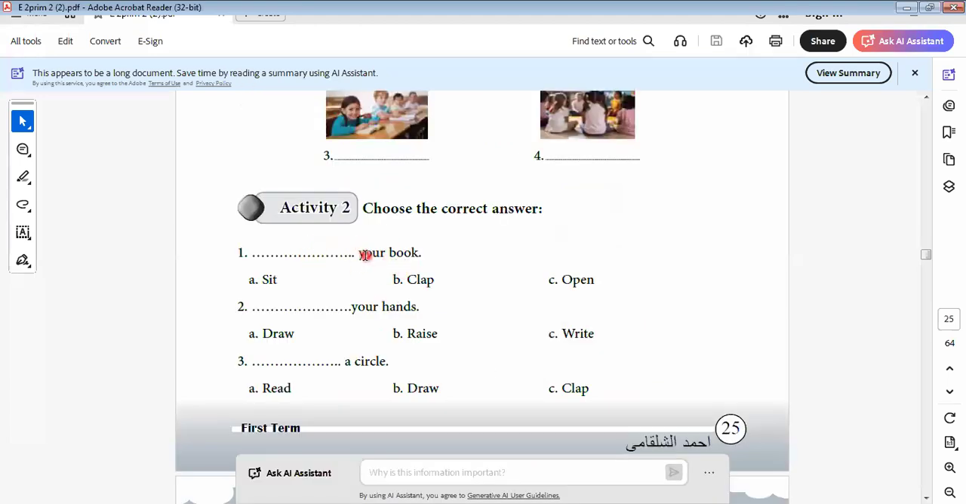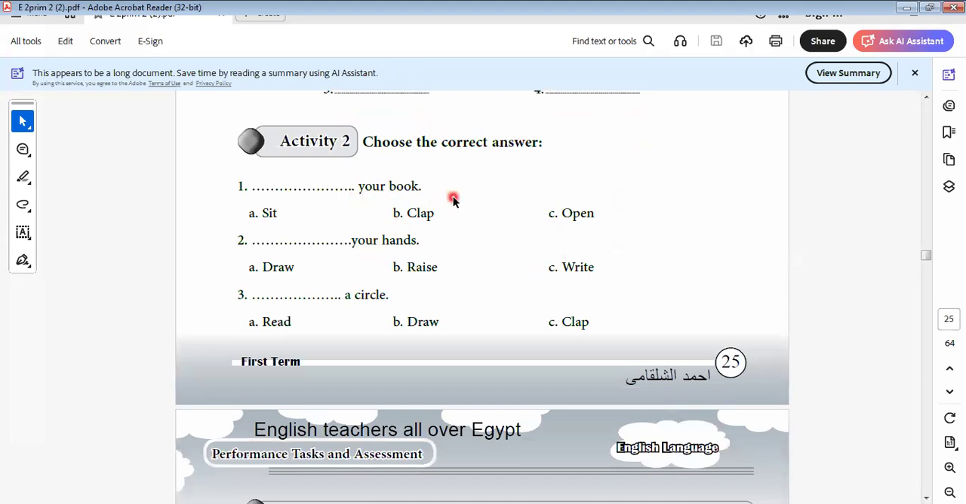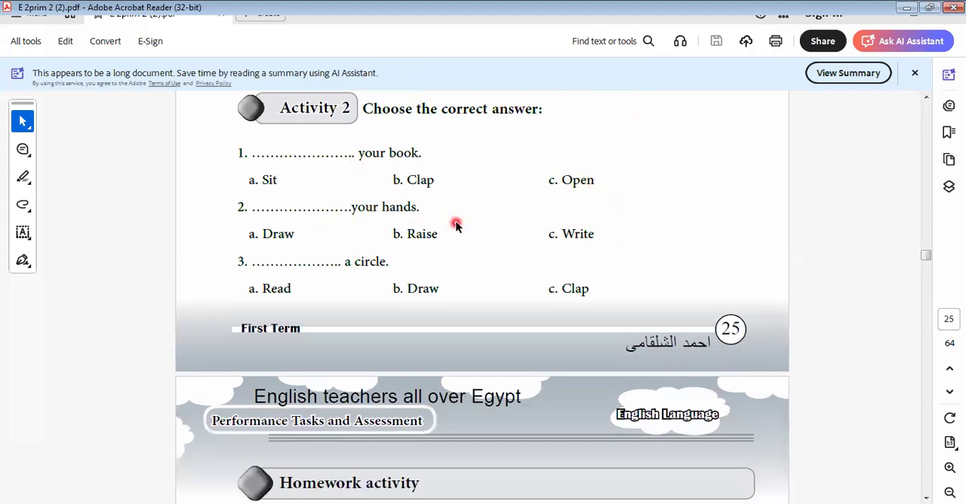Let's go to the next activity. It will be your book. Open your book. Place your hand. It will be here. Raise your hand. When you answer, raise your hand. Draw a circle.